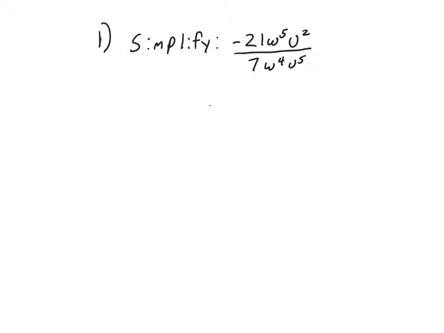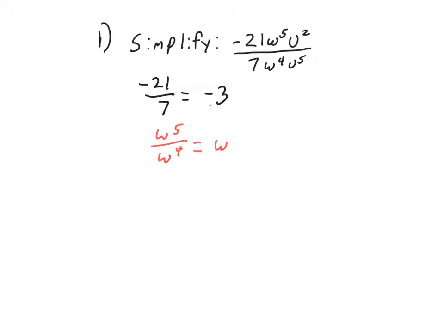So the secret to doing these is to split them. I'll start by just doing the negative 21 over 7, and that's going to simplify to negative 3. Then we'll do the w to the 5th over w to the 4th. When you have exponents like this, you're really dividing, which means for exponents we subtract. So we're going to do 5 minus 4, we'll get w to the 1st power.